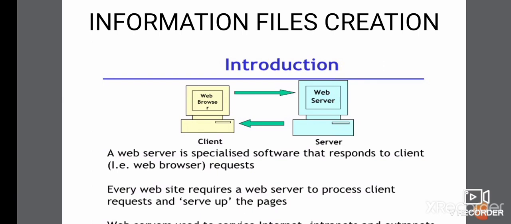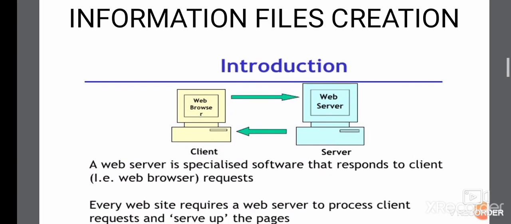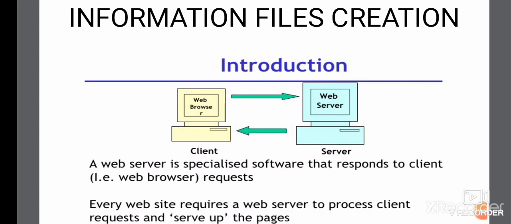So here, as you see in the diagram, the client and server. The client is nothing but the web browser. So only through your web browser, you are contacting your server. Whatever you type in your browser will be sent as a request to the server. The server will process that and it will respond to you. So you can see the arrow mark directions. So the first one, web browser is requesting the web server and the web server is responding to the client. So this is called as the client server interaction.